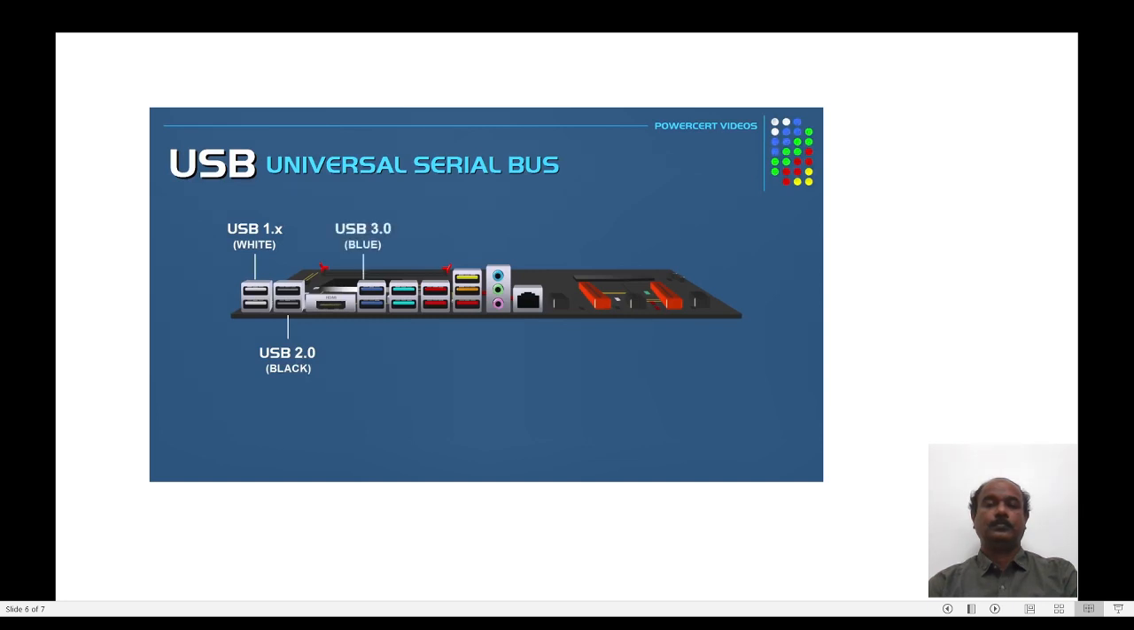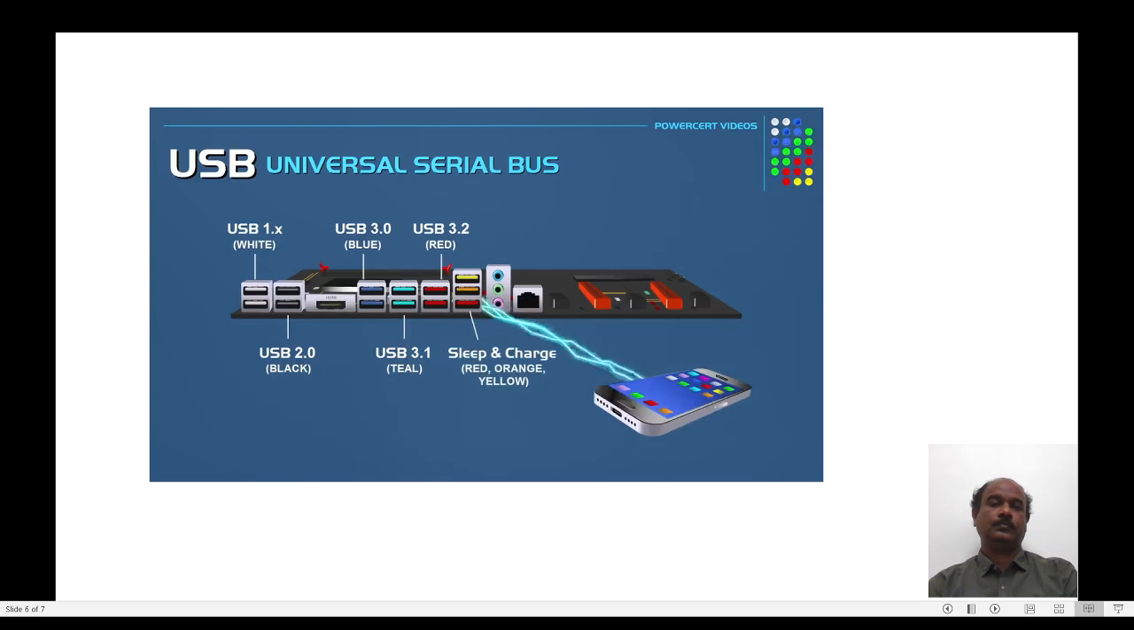USB 3.0 ports will have a blue color, USB 3.1 will have a teal color, and USB 3.2 ports are red. Now, there are also ports that are called sleep and charge ports, and this means that they will still supply power even if the computer goes into sleep mode, which means you can continually charge a device such as a cell phone even if the computer goes to sleep, which is convenient. And these ports will either have a red, orange, or yellow color.